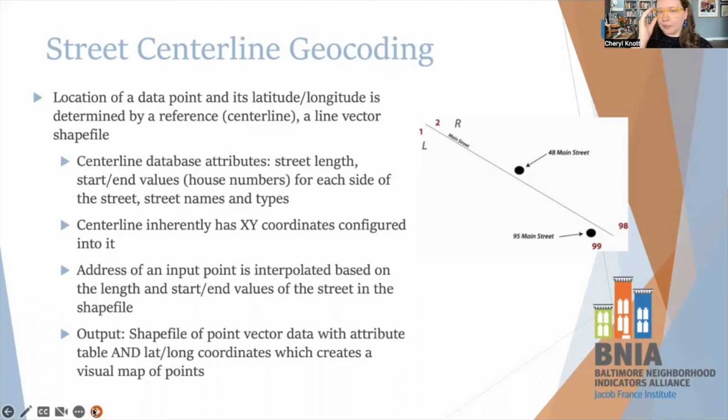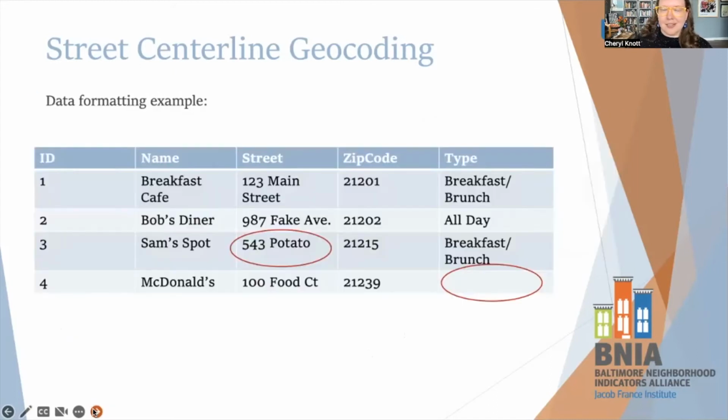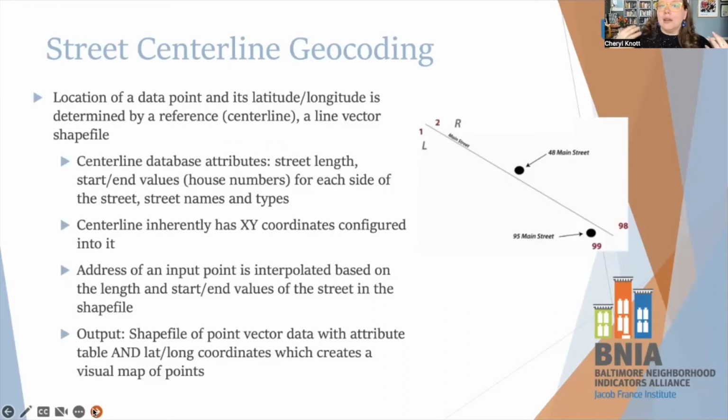And because a street centerline, this reference file, is in a GIS system, there's inherently X and Y coordinates configured into it. So if you have your start and your endpoint, this latitude longitude coordinate of these endpoints or any vertices in the centerline has location information in it. So if you have this reference file in your GIS system and you have then an input file, an example would be this restaurant example here, you can pull in those street addresses with the house number, the street name, the street type, sometimes direction. And what it will do is try to approximate or interpolate the locations of these street addresses in reference to this line shapefile centerline.